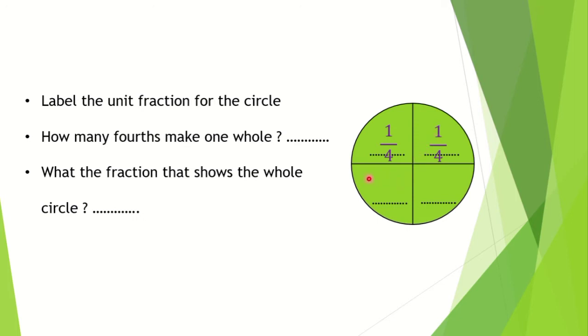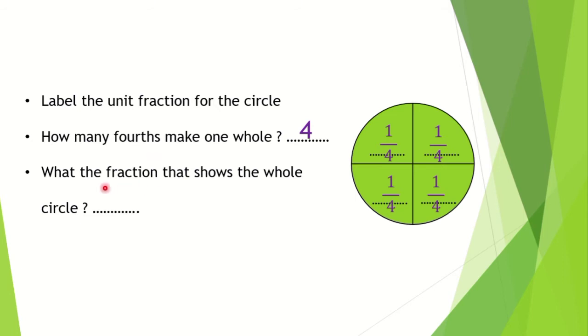And what about this part? It's 1/4, so it will be 4. What about this part? Perfect, it will be 4 too. Okay, so how many fourths make 1 whole? How many fourths here do you have? 1, 2, 3, 4. So how many fourths make 1 whole? Perfect. 4 fourths make 1 whole.